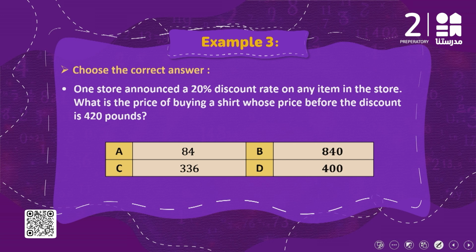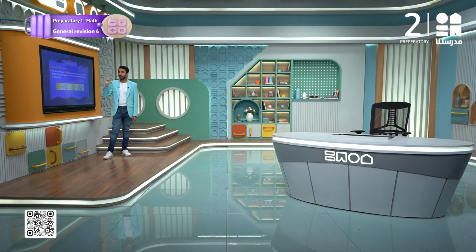One store announced a 20% discount on any item in the store. What's the price of buying a shirt whose price before the discount is 420 pounds? Simply we will take 20%, which is 20 over 100 times 420. This will be 84. Take care, this is the discount, the discount you will take for the shirt, not the price.